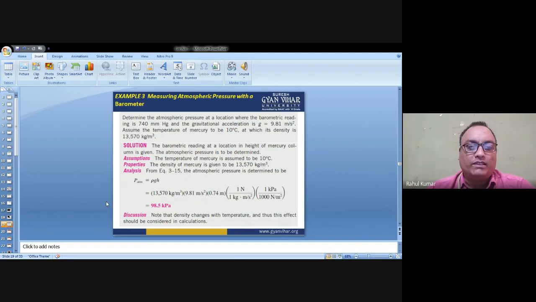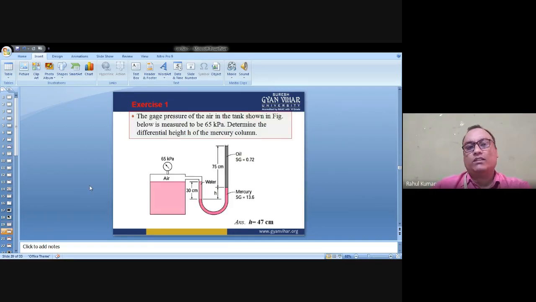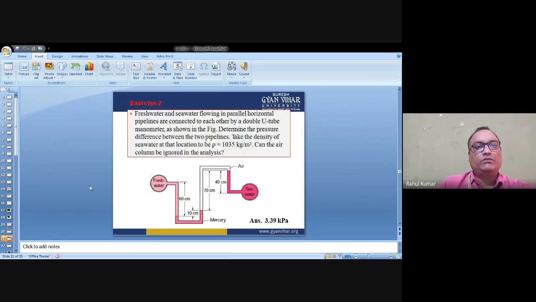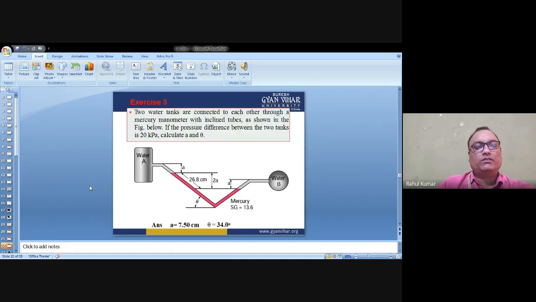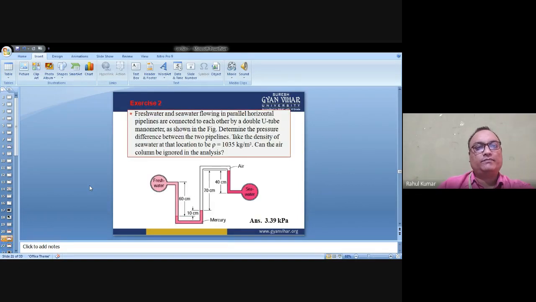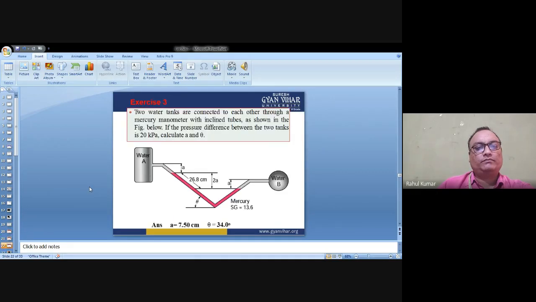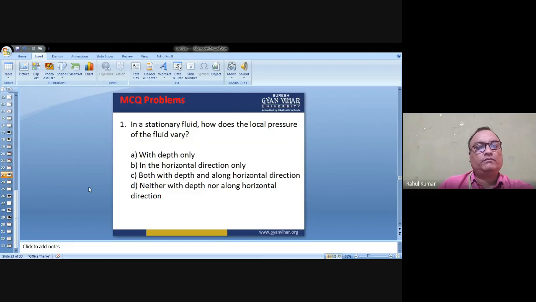This is one more exercise question. Just note it down and solve it as your homework. This is question number 2. This is question number 3. And then move to another question of this lecture here.